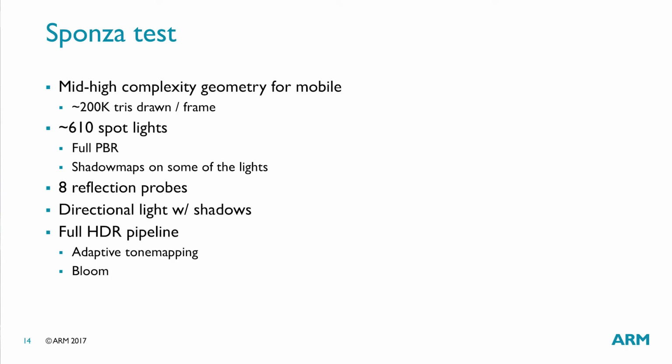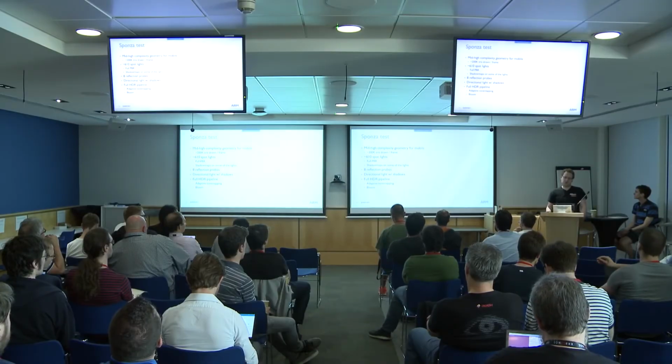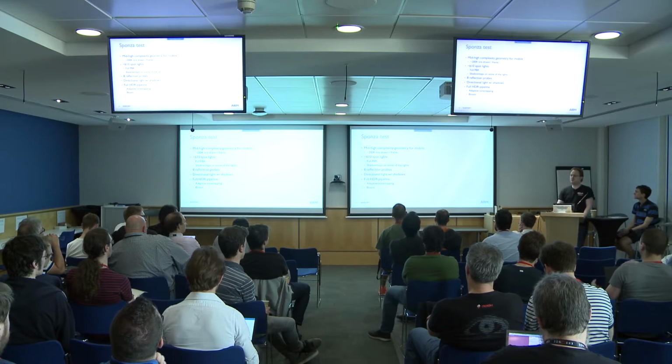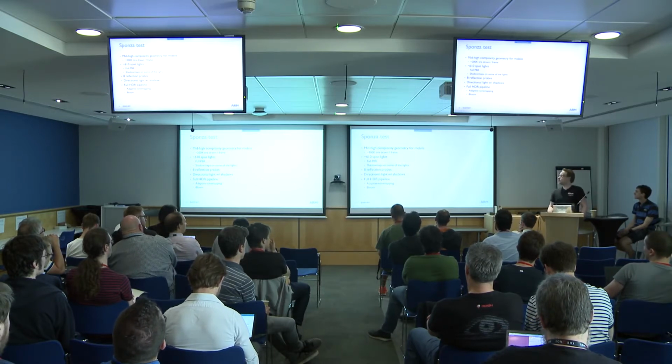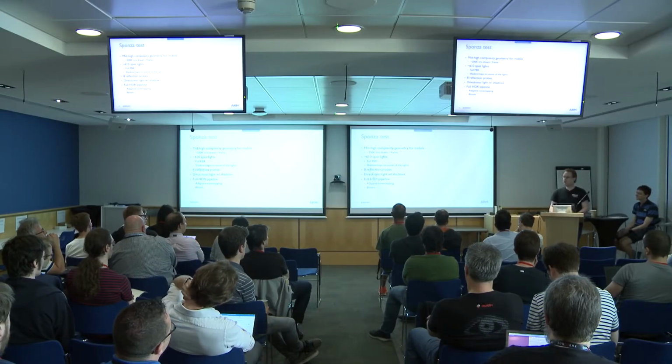So, of course, this is just a trivial scene, and no game will ship something like this. So we wanted to take the step further and test something more realistic. And the go-to scene is the Sponza scene, with a lot of lights and a lot of fancy shading to simulate a high-end mobile game. 610 spotlights scattered around with full PBR, full HDR, reflection probes, shadows, tone mapping, bloom, all these kinds of things to simulate something realistic, essentially.